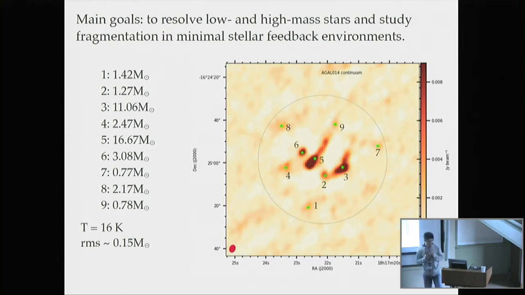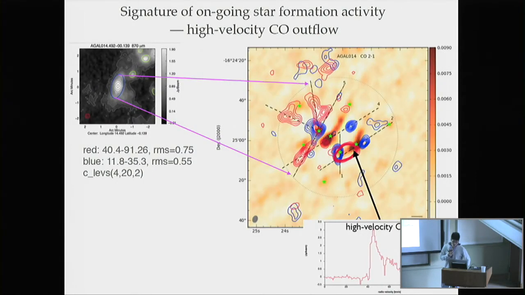But ultimately we want to study the star formation of both high mass and low mass stars in cluster environments. And actually, we also detect some very high velocity CO outflows in our sample. So it looks like these high velocity CO outflows are quite common.